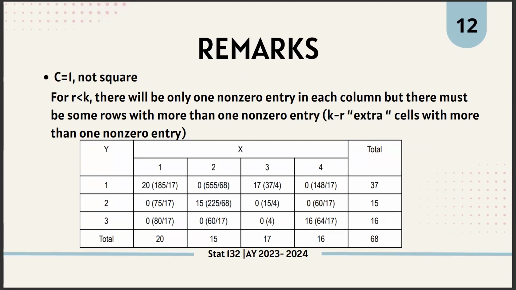So here, we have 4 columns. And if we observe, each column will only have one non-zero value. However, there is a row with more than one non-zero entry. That is K minus R, 4 minus 3, 1 extra. So that is on our first row. So, here are the expected frequencies as well. Please verify.